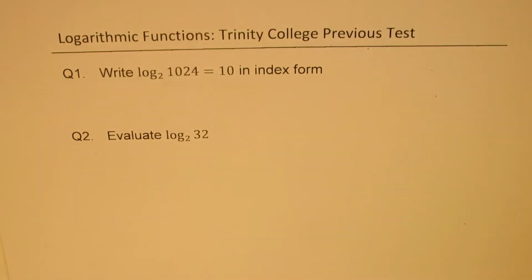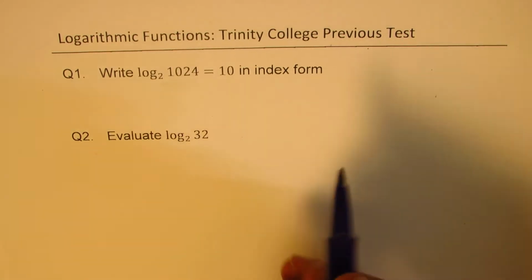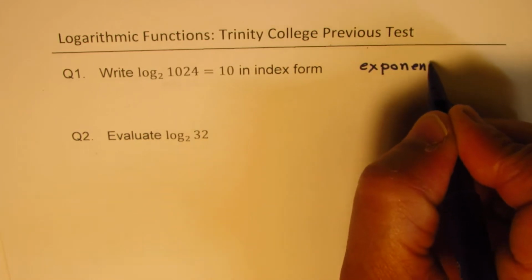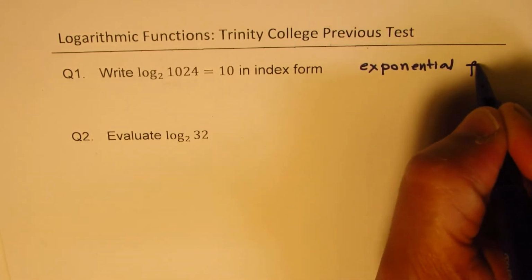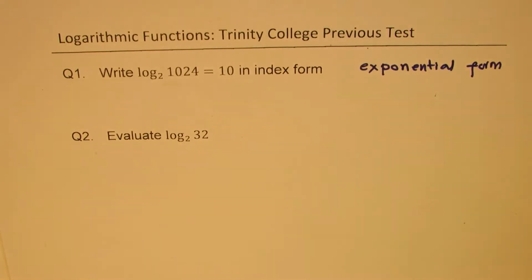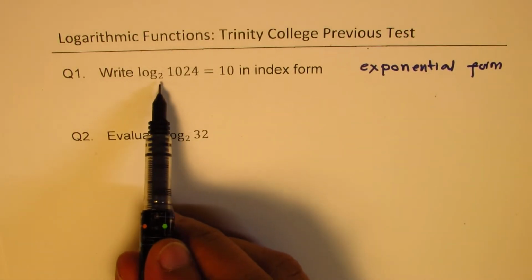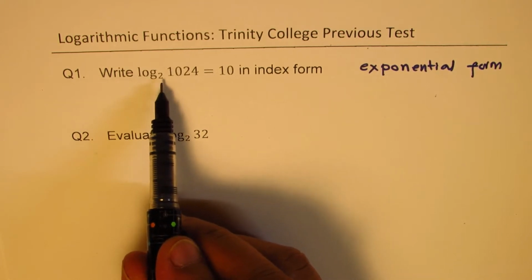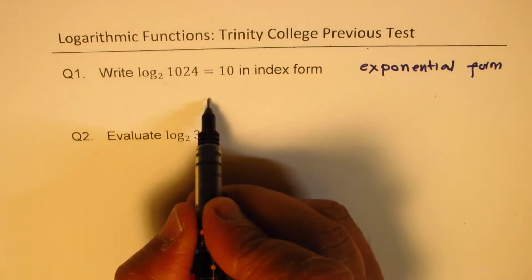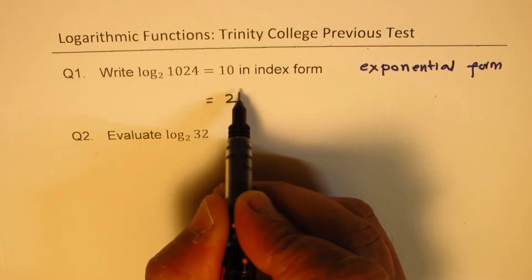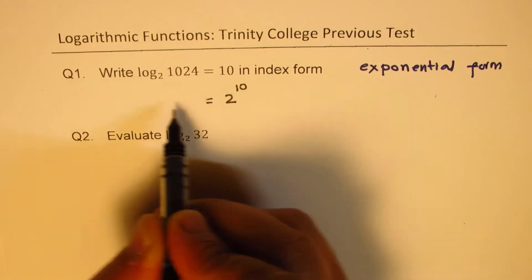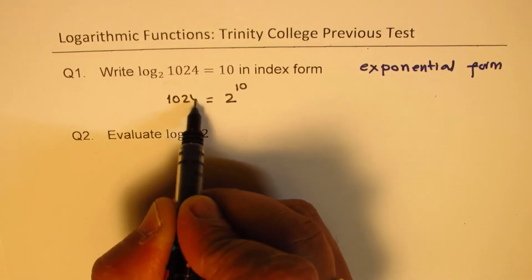The very first question is to write in index form. That means we have to write in exponential form, right? Okay, so what we really do is we take the base, this is the base, whether you have a logarithmic function or exponential function. So on the right side, we get 2 to the power of 10. So base is 2, it remains as the base, and that should be equal to 1024, correct?